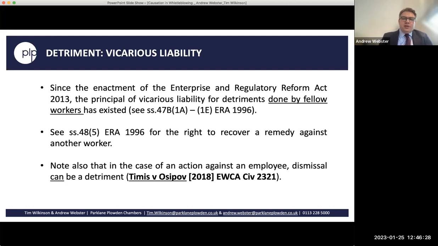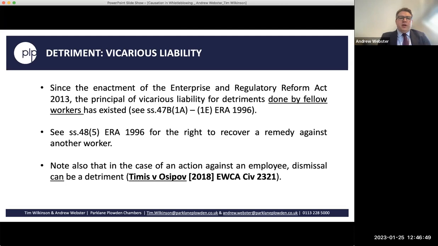That was the main question the Court of Appeal considered in the case of Timmis. And it was held in the judgment, the main judgment being given by Lord Justice Underhill, that such a claim can be pursued against an individual. Theoretically, of course, that gives rise to the possibility of an employer then being vicariously liable for the detriment of dismissal, despite the operation of 47B(2).